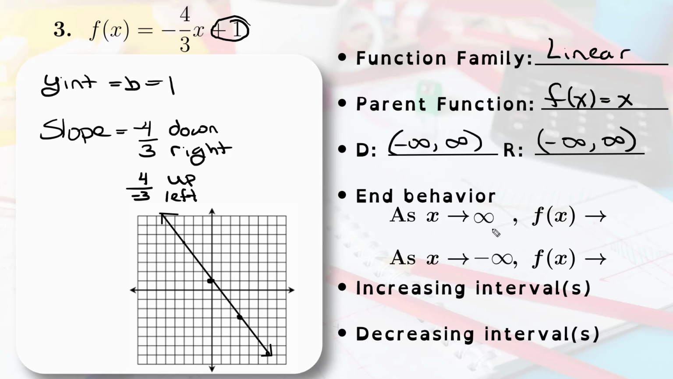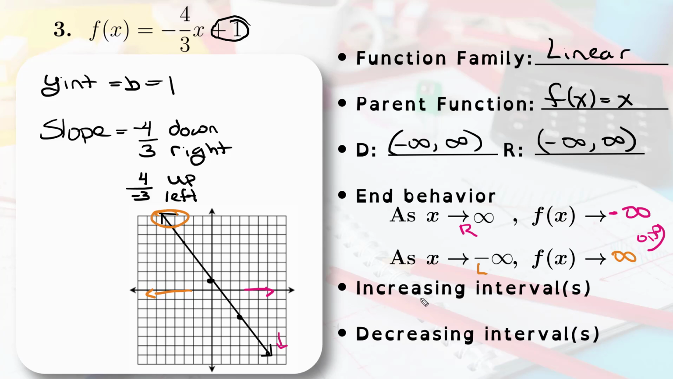And so when I do my end behavior, as the graph goes over to the left-hand side, my y value is going up. So this one's the left. My y value is going up, so it's positive infinity for that one. As I look at my graph, as I go to the right, which is when we go to positive infinity, I'm going down, so that's negative infinity. These are always going to be opposite when we deal with linear.